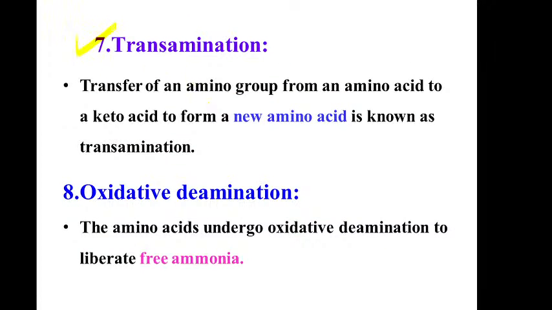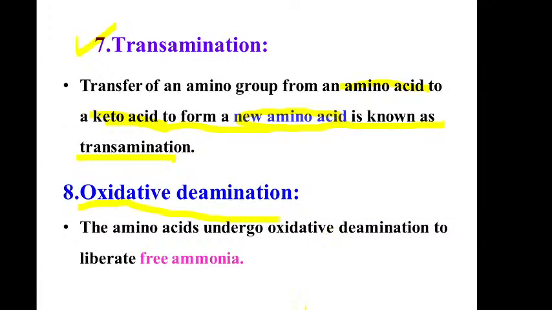Then we have another term which is transamination. Now what is basically transamination? The transfer of an amino group from an amino acid to a keto acid to form a new amino acid is known as transamination. So from amino we will get the keto. So this is transamination. Then we have another term which is oxidative deamination.